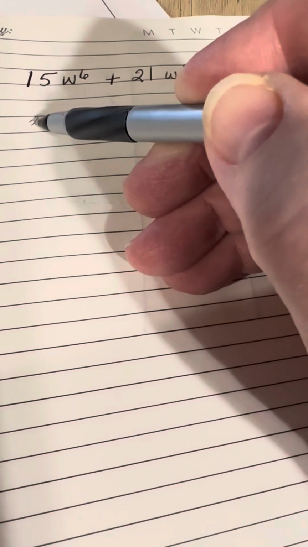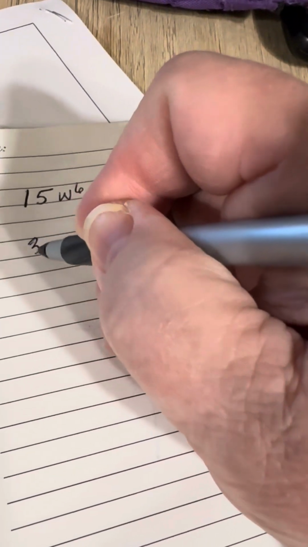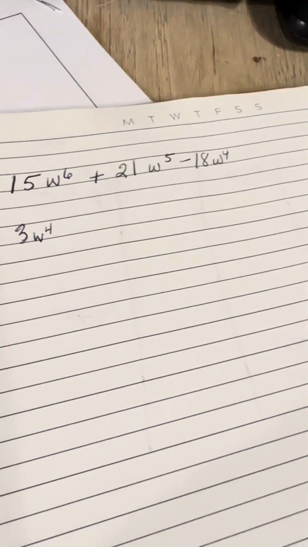So this says to factor completely, and always step one is to see if there's anything common among all three terms. And when I look at 15, 21, and 18, they all can be divided by 3. So they definitely have that in common. But also the W's, they have a lot of W's in common. They all have at least 4. So the common thing is 3W to the 4th power. That's what they have in common.